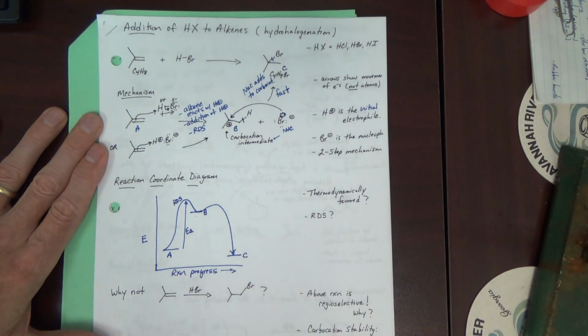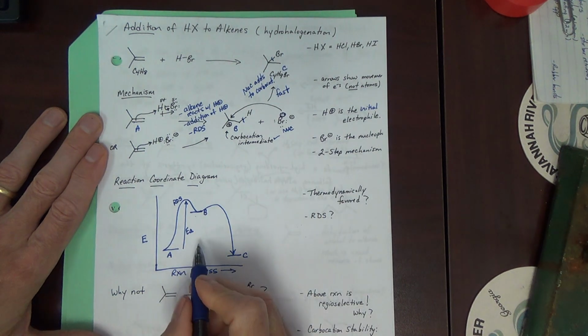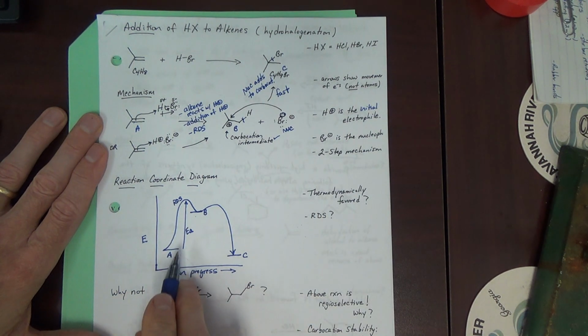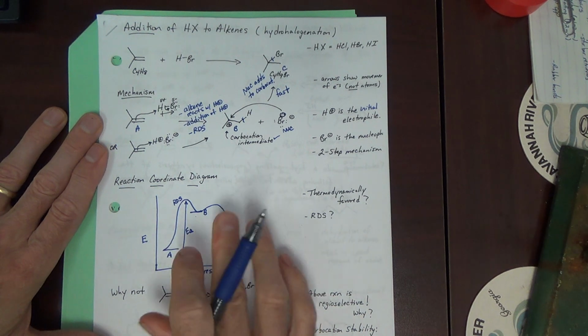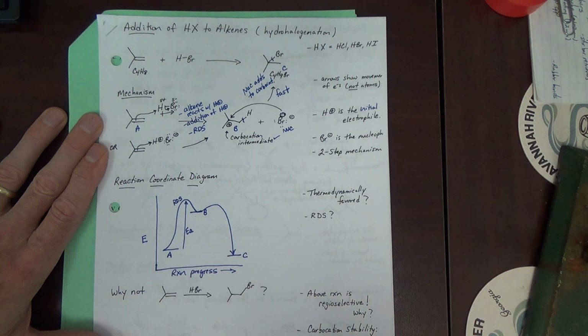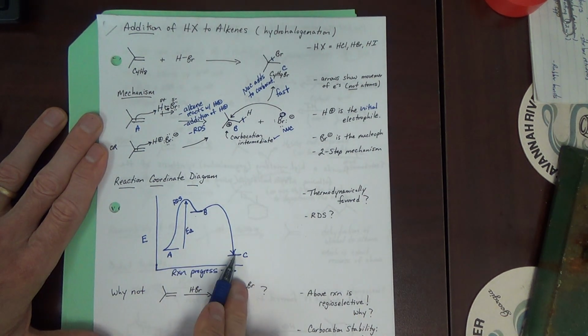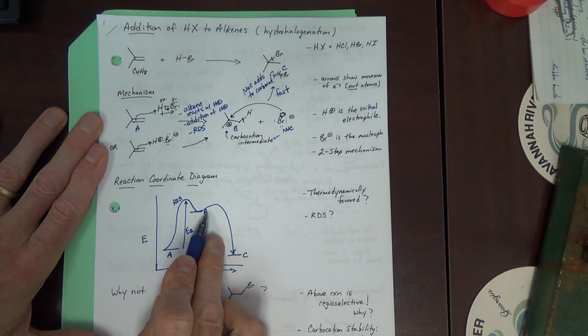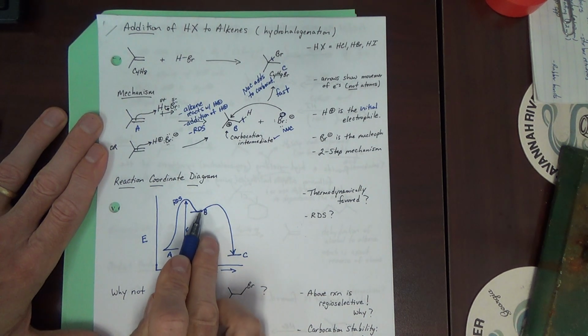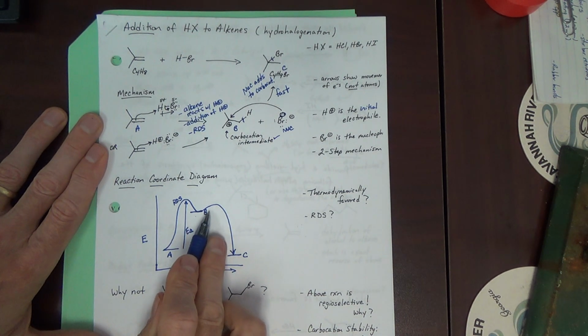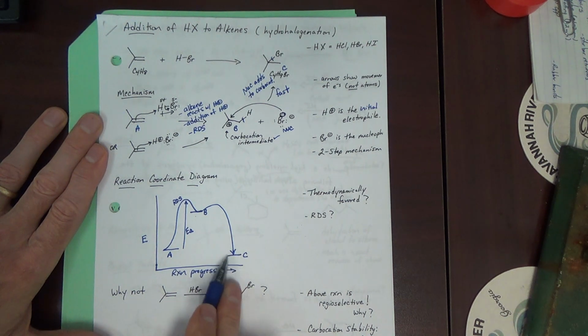This is a rate determining step here. How do we know that's the rate determining step? Because it's the step with the highest activation energy. It's going to be the most difficult step. This step is easy because we're falling back downhill, and it doesn't take much activation energy, a little bit of activation energy, to fall back down to the level of C, the final product.